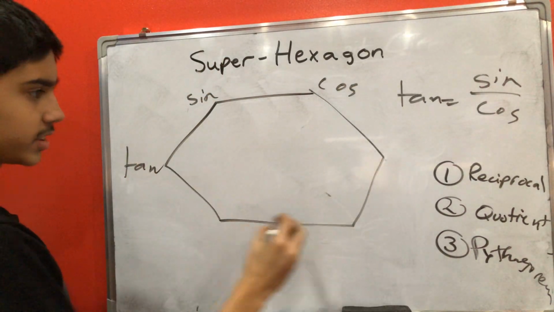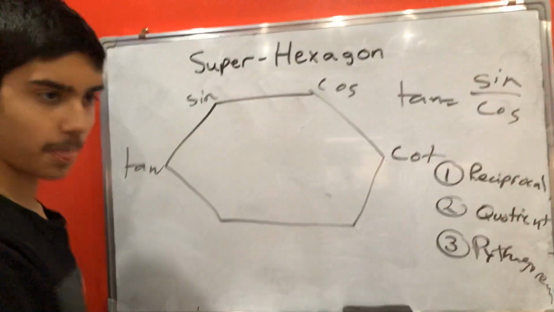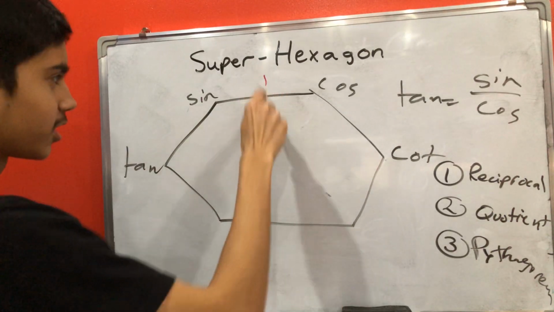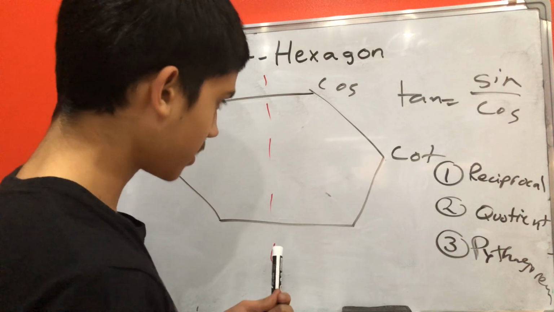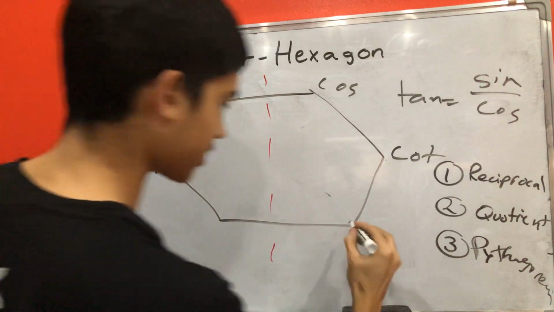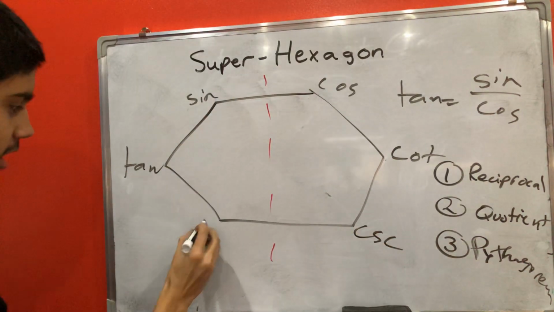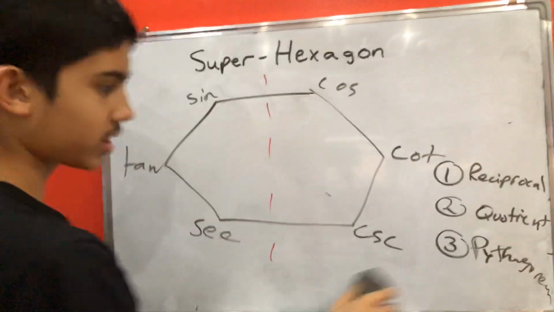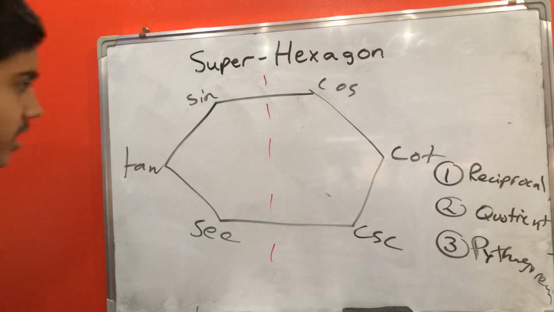Now we know cotangent is always opposite of tangent. Now you tell me what goes there. Yes, you're right. All the C's on the right. So this one is cosecant. And then the last one left is secant. Okay? Now we're going to see how we can get the Pythagorean identities.